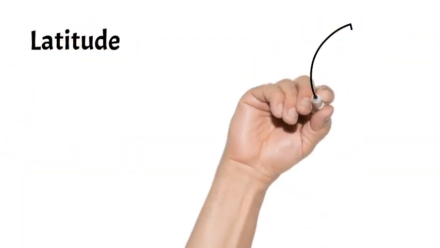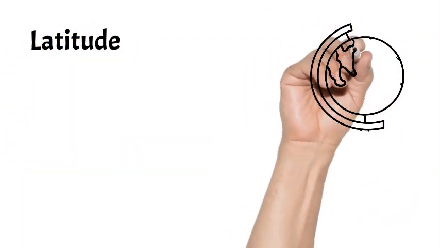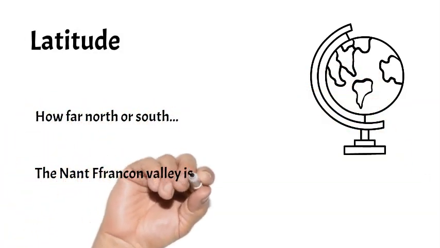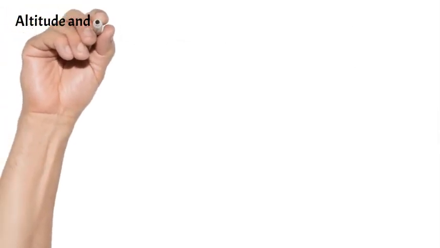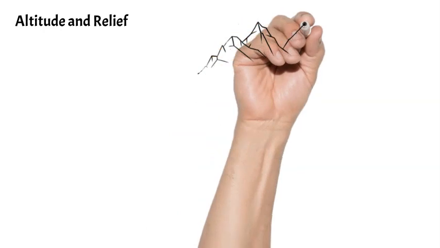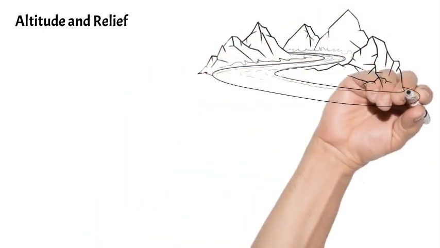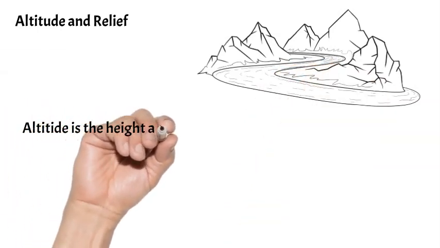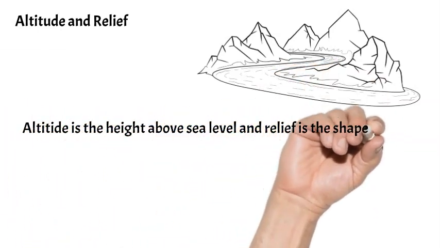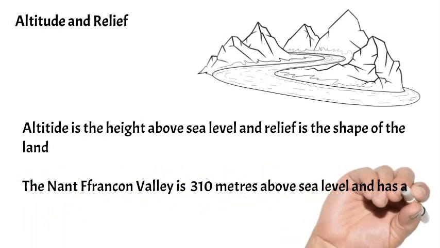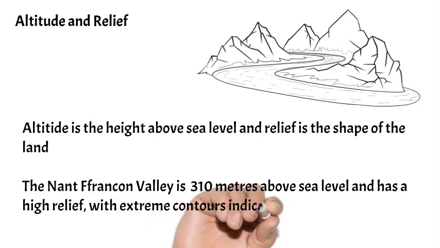Latitude. This is how far north or south a position is, and you need to be in the right position in order to have those glaciated conditions. Altitude and relief. Altitude is the height above sea level, and relief is the shape of the land. The Nant Ffrancon Valley is 310 metres above sea level and has a very high relief with some extreme contours.